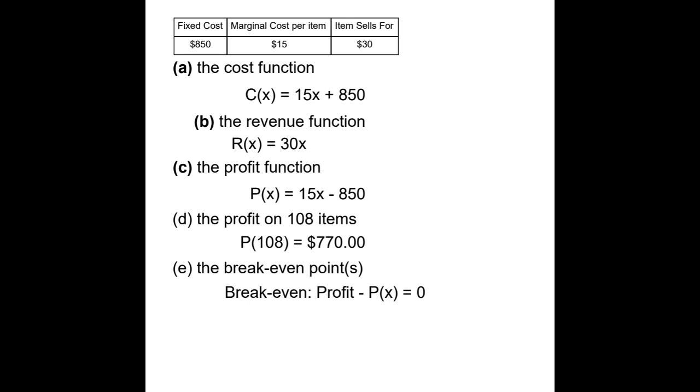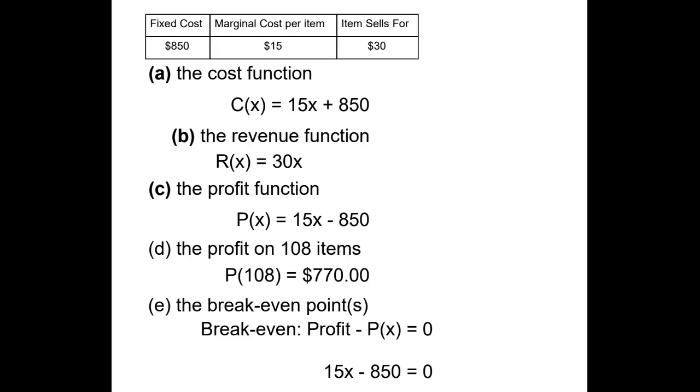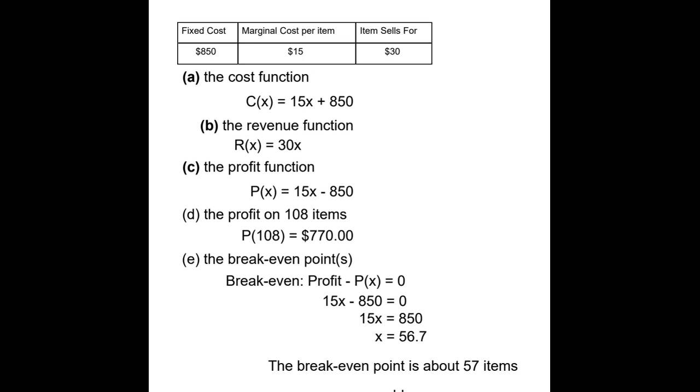So I have my profit function. My profit function again is P of x is equal to 15x minus 850. And I'm going to set this function equal to 0. So to find the number of items sold that's going to make me break even, that's going to get me back the money that I invested, I am going to solve for x. The first thing I do is add 850 on both sides. 0 plus 850 is just 850. To solve for x, I'm going to divide by 15 on both sides.